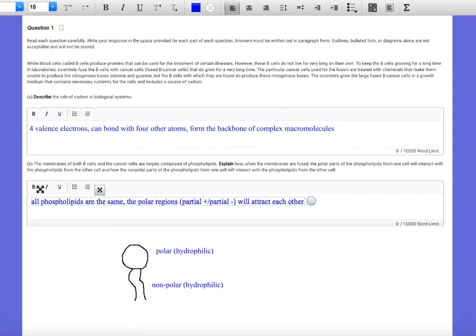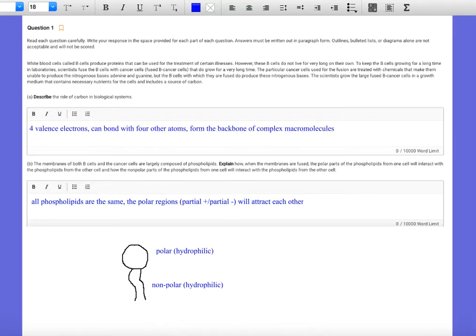So when you fuse the cells, the membranes can come together because the polar heads of the B cell phospholipids are also going to want to attract and interact with the polar heads of the cancer cells.